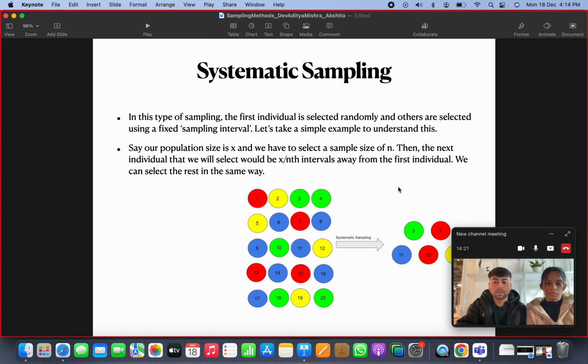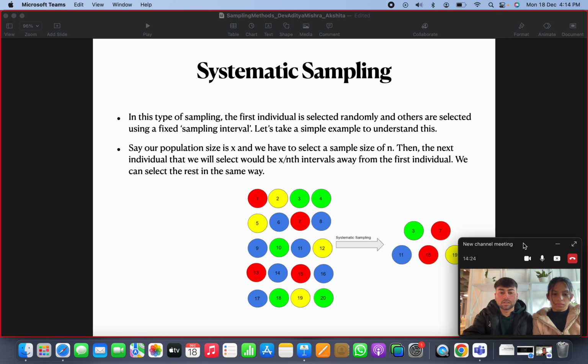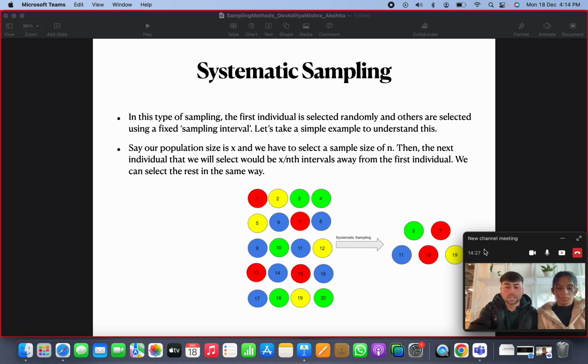In systematic sampling, the first individual is selected randomly, and others are selected using a fixed sample interval. Suppose the size of the population is x, and we have to select a sample of size n. Then the next individual we select would be x upon n intervals away. In this example, suppose the first element we have selected is 3, there are 20 elements in total, and we need to select 5 samples. 20 divided by 5 is 4, so we take elements with a distance of 4. So the first element is 3, then 7, 11, 15, and 19.